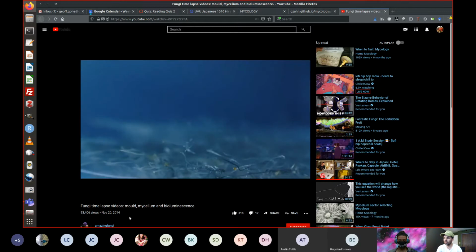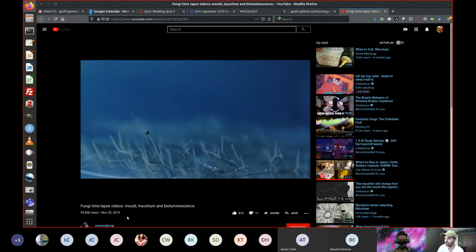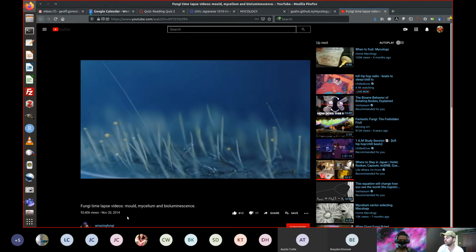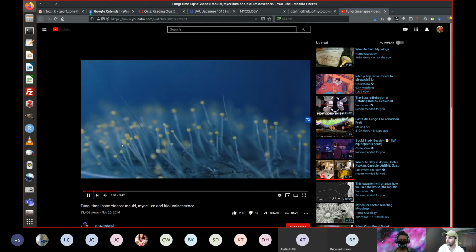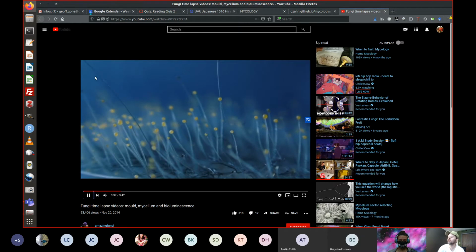So this is bread mold, mucor, zygomycete. You can see the sporangia growing here in time lapse. All right, so they get a certain height, then they start developing their spores. The spore mass starts turning dark, and then they begin growth again.